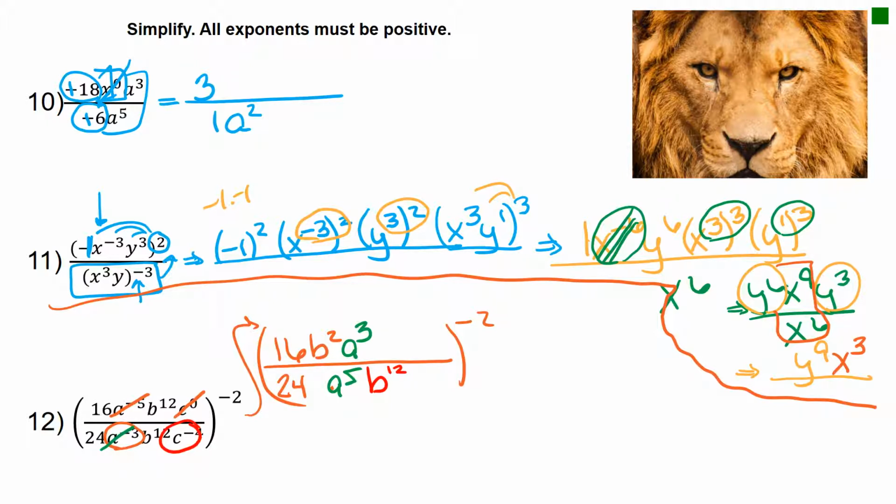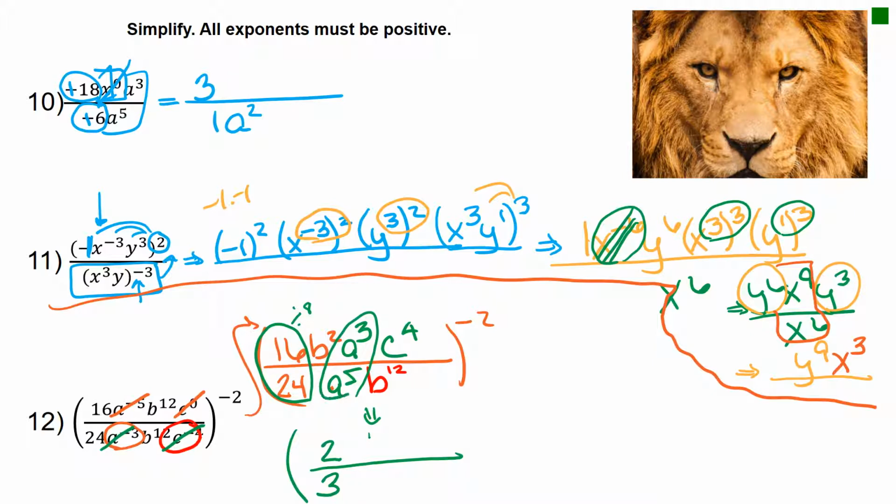C to the negative 4 is negative, so I'm going to move it to the top and make it positive. Keep cleaning. Keep cleaning. I'm actually going to go underneath here. Go this way. So when I clean, 16 over 24 is a fraction. They can both be divided by 8. So 16 divided by 8 is 2. 24 divided by 8 is 3.